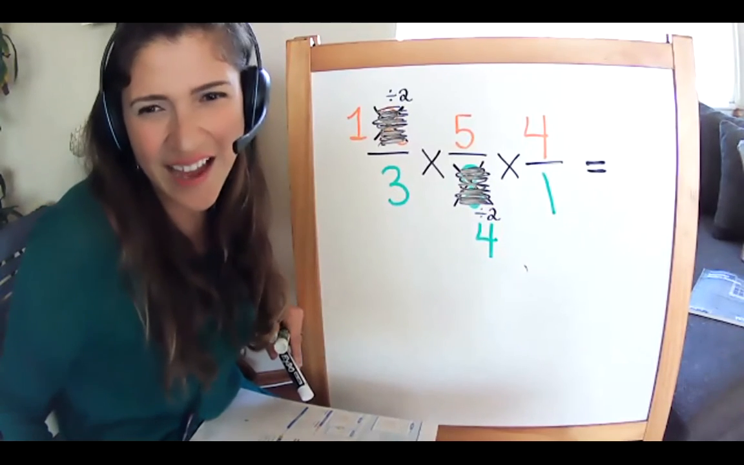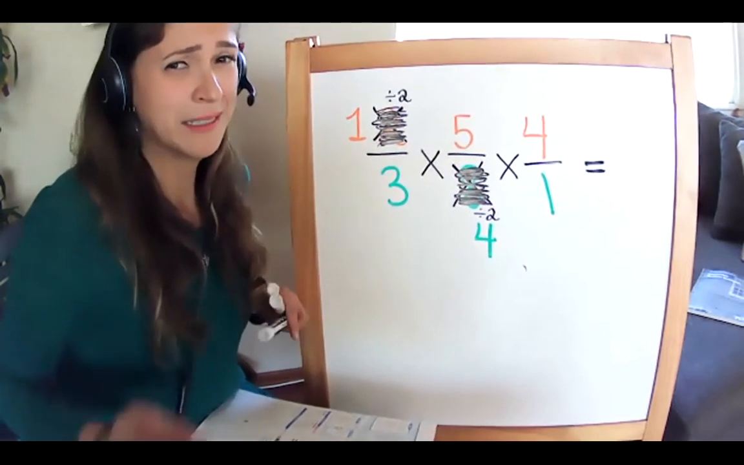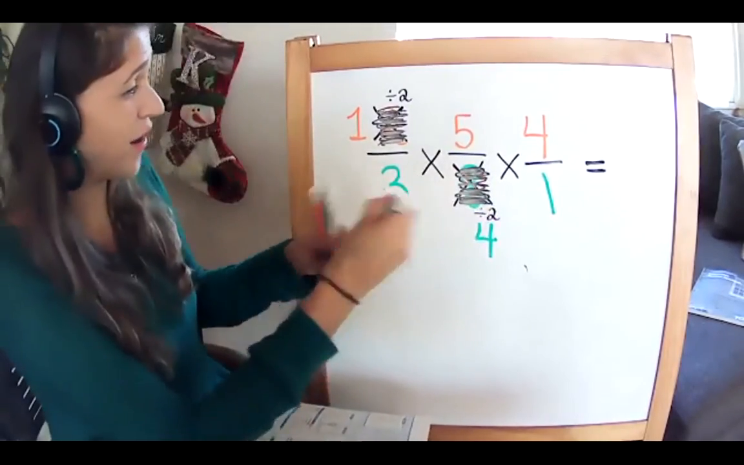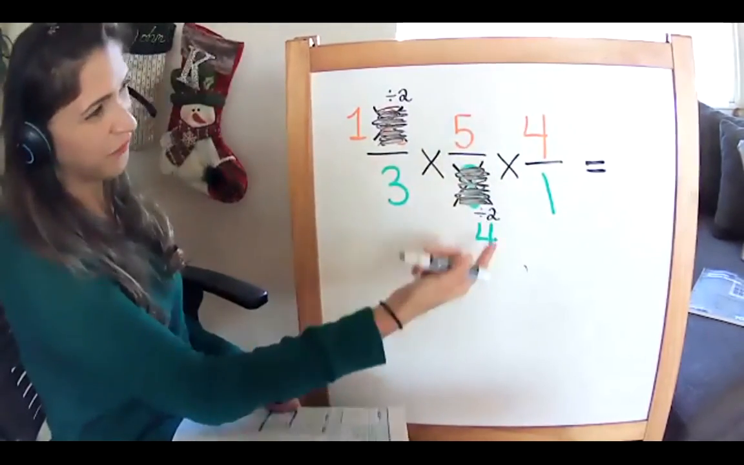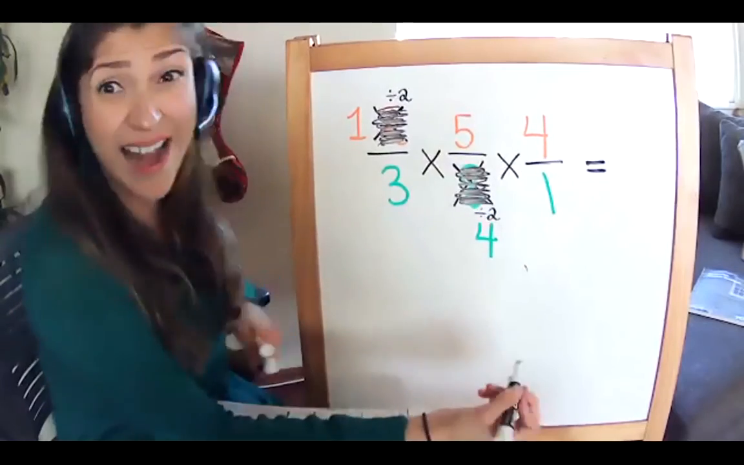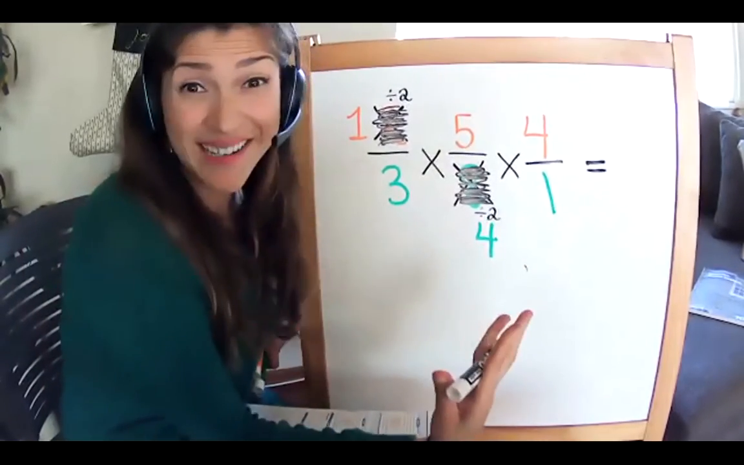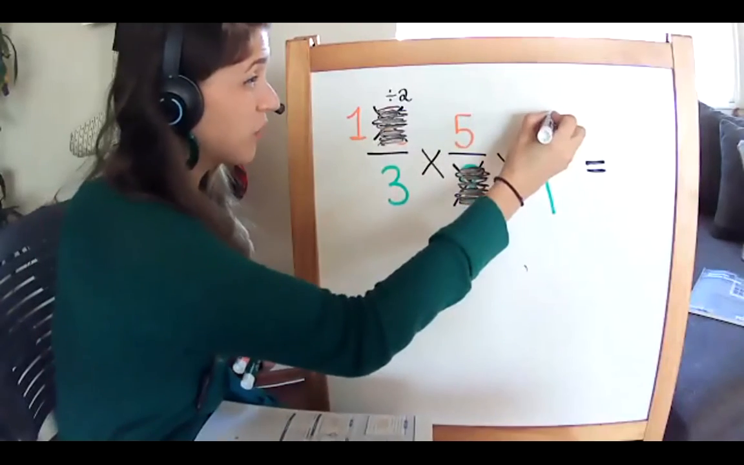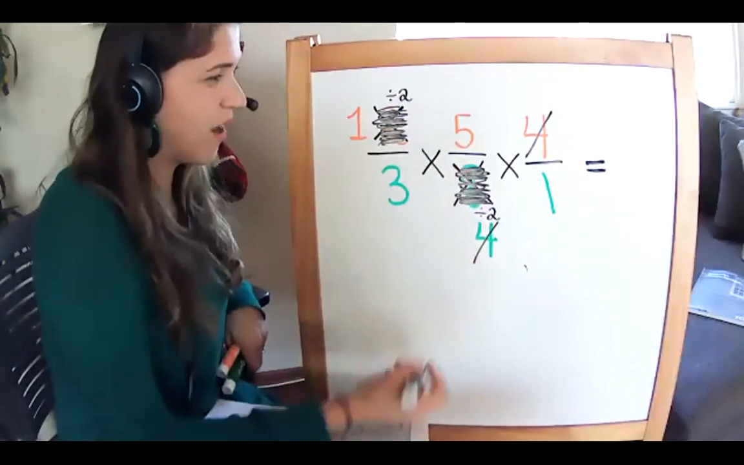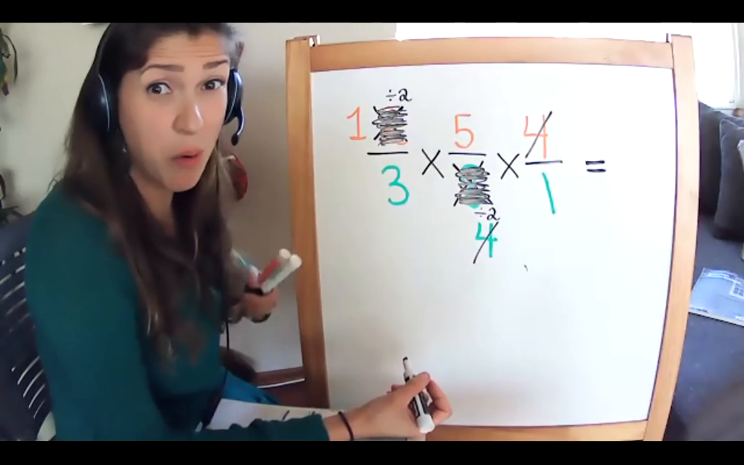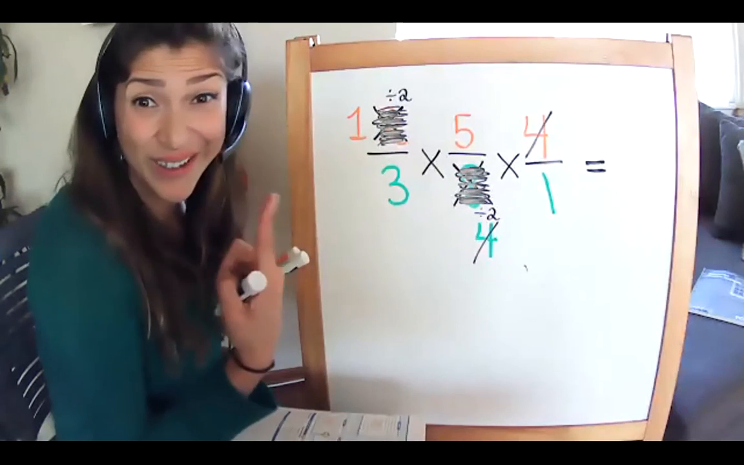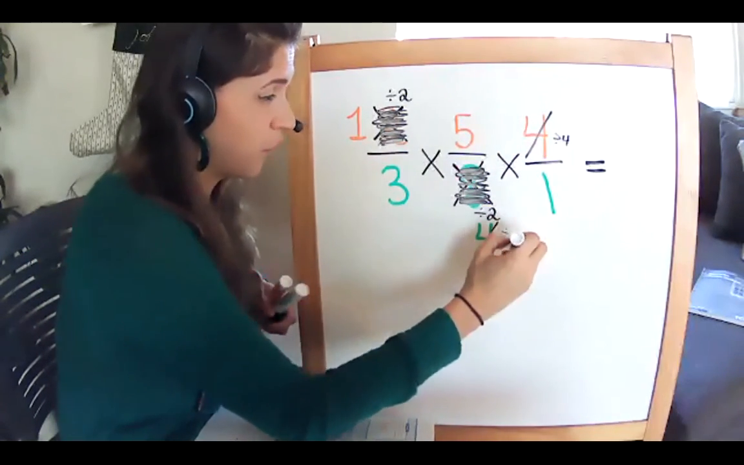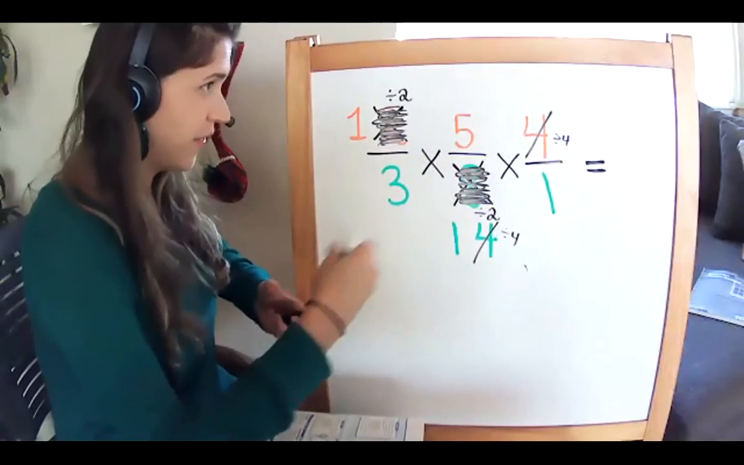Lila, save us. The 4 and the 4. Yes, finally, 4 and 4. And that's another freebie. They cancel each other out. It's the same number, so I can just cross them out. They're both going to turn into a 1, because 4 divided by 4 is 1, and I'm going to get 1 and 1.